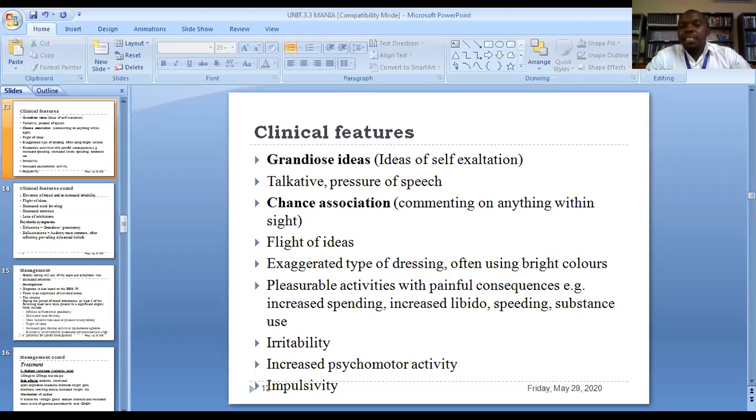They have increased psychomotor activities. These are the guys that spend much of their energy moving about, doing one or two activities that consume their energy. So it's very important to give these guys food because they spend much of their energy. Even their thought process, they are always thinking. They are also impulsive, like we said in the definition.